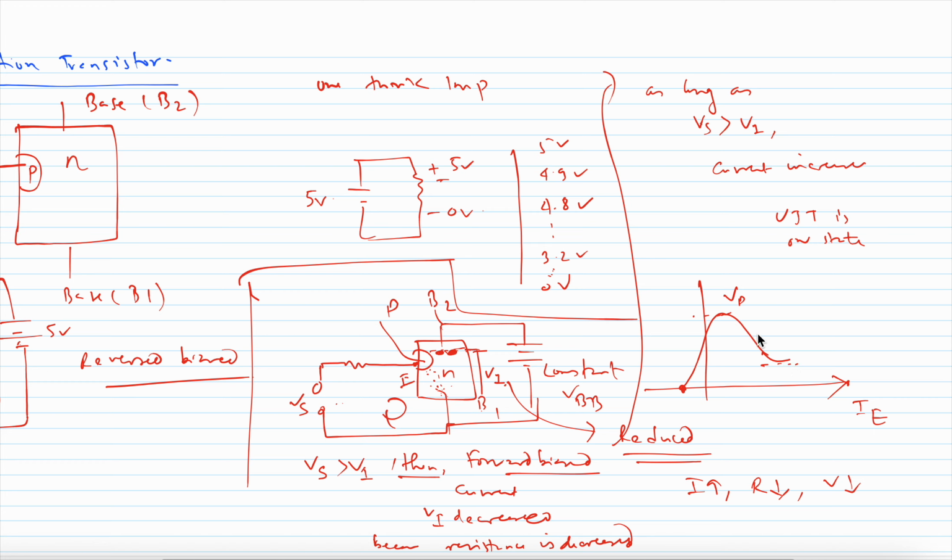As the current is increased from this point to this point, the resistance is decreased, voltage is also decreased, current increases. This is called negative resistance characteristics.